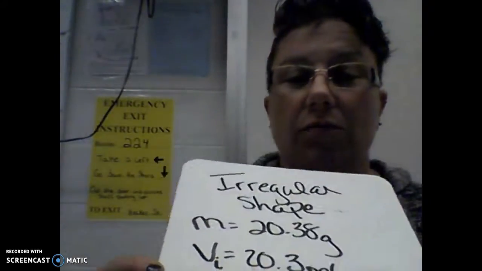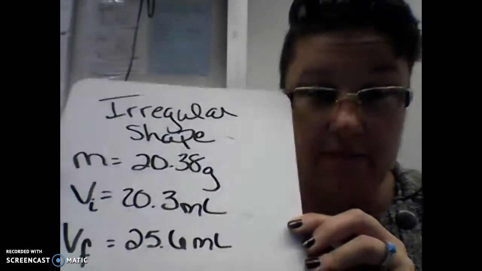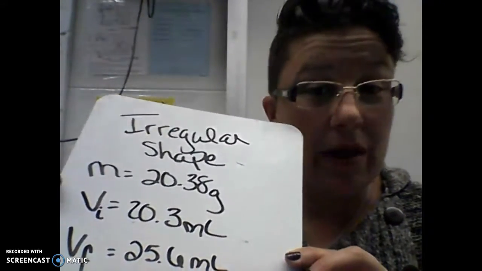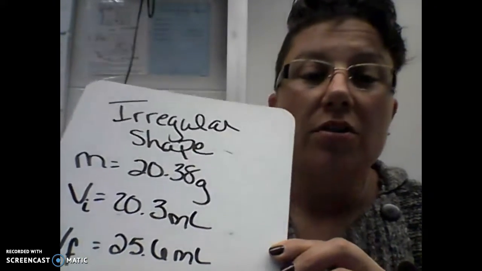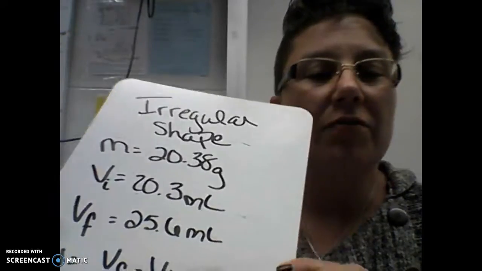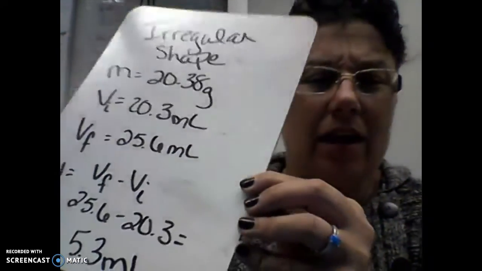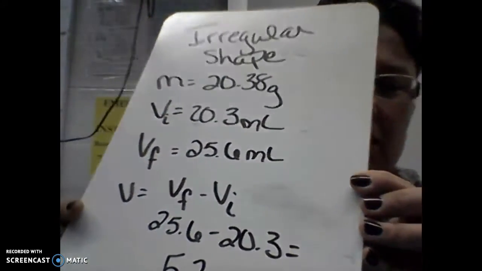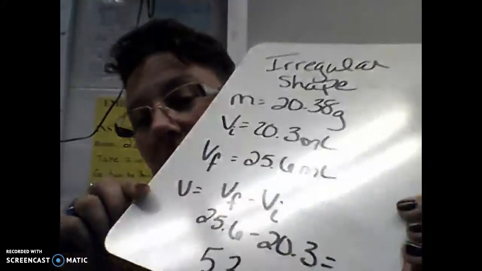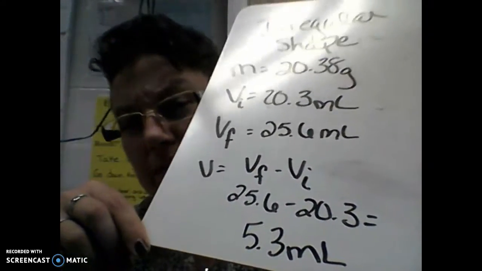So this is what you're going to do for an irregular shape. I already found the mass, so I did that ahead of time. I found the mass on the triple beam balance, 2 places past the decimal. The initial volume, which is what I had written down. The final volume, which is what I already knew because I did it. And then, of course, you're going to do VF and VI, which is right there. I subtract them, and that's what I get.